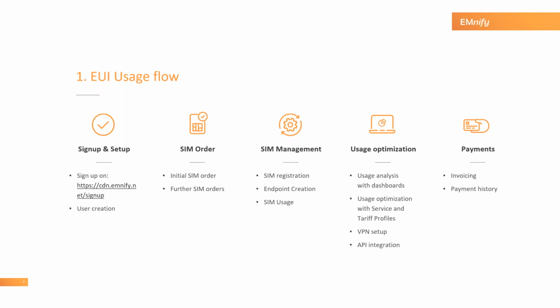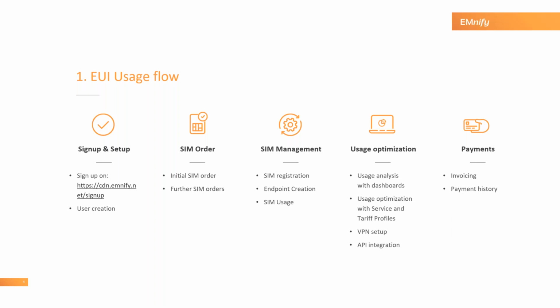If we divide those 5 items into 2 categories, we have what I call the EUI as relationship management with the sign up, the SIM order, and the payments. And then you will also use the EUI as connectivity management when managing your SIM and your connectivity. Today, I will not talk about all those parts. This is the first webinar of a series of webinars the customer success team is organizing, and we'll have the possibility to talk more deeply about each item.